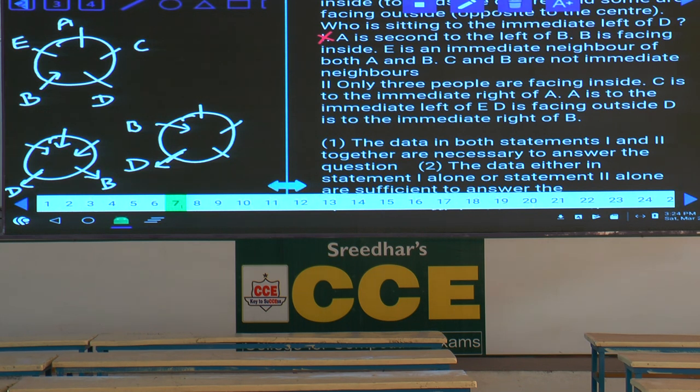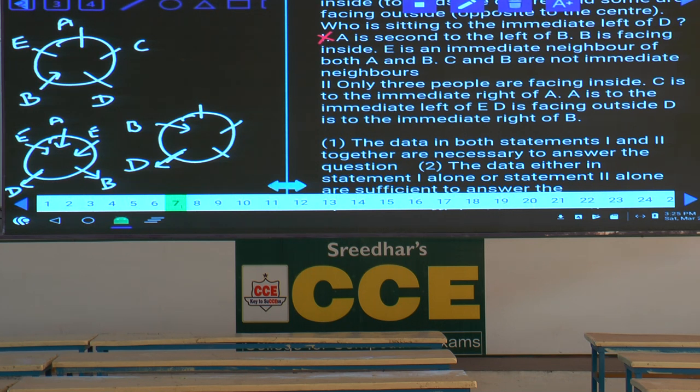Where can we find this one? A is to the immediate left of E means if A is here, then E will be here. That is one case. Or if E is here, A will be here. There are two different possibilities, aren't there? A is to the immediate left of E. Hence, statement 2 alone is also not sufficient.